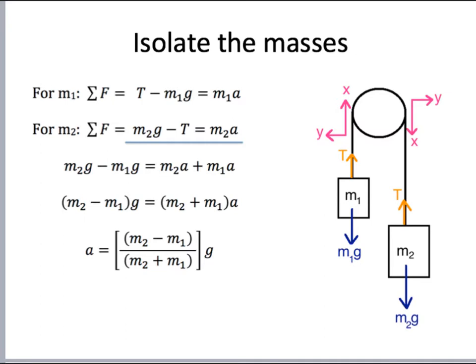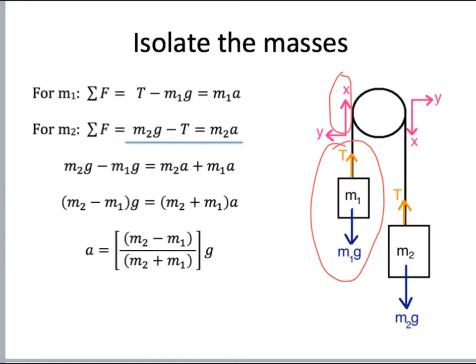So let's consider block number 1. There are two forces. They're both in the x direction. I've defined this as my x direction. So normally we would call that y, but today I feel like calling it x, so that's what I'm going to call it. This is my x direction, and the forces are a positive T, because it's going in the same direction, and a negative weight, m1g.